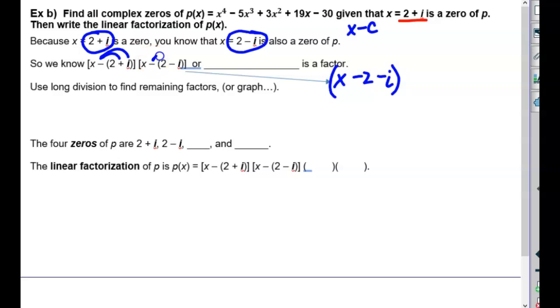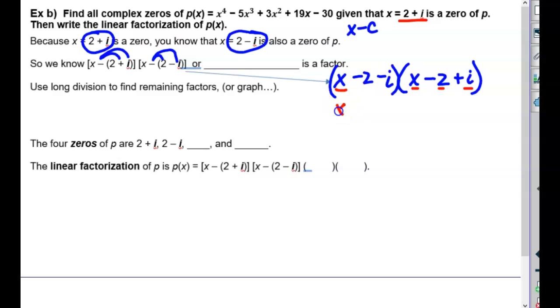What if I distribute this negative back here? That one becomes x minus 2 plus i. Is everybody all right? Then we have to FOIL that together. No crying. It's pre-calc. We can do this. We're going to distribute this x to all three terms back here.